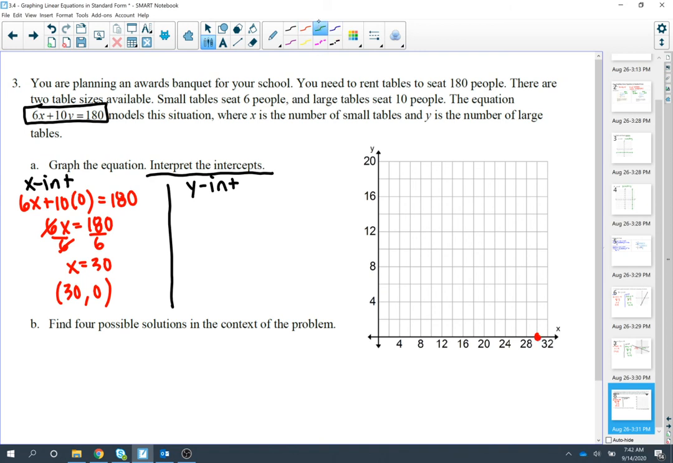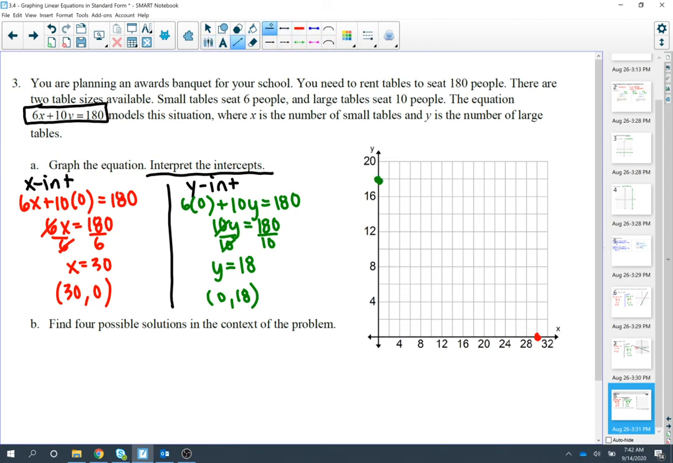Then I'm going to do my y-intercept, which means I'm going to substitute a 0 in for x. So 6 times 0 plus 10y equals 180. 6 times 0 is 0, so that leaves me with 10y equals 180. Then I'm going to divide both sides by 10. So y equals 18, and the actual point is 0, comma 18.